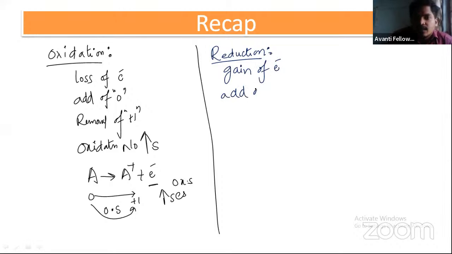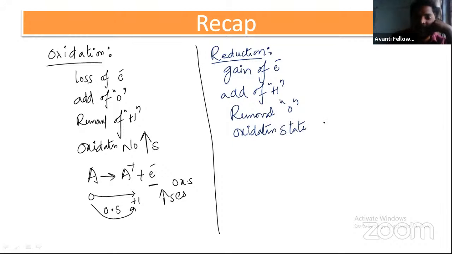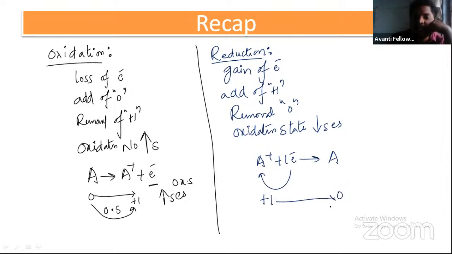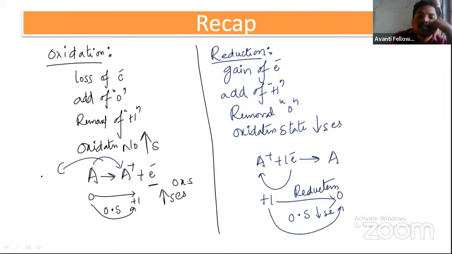Next one, addition of hydrogen. सर आप सिर्फ बोलते जा रहे, कोई तो एग्जाम्पल तो दो ताकि हमको समझ में आ जाए. नेक्स्ट वन इज रिमूवल ऑफ ऑक्सीजन. नेक्स्ट वन इज ऑक्सीडेशन स्टेट डिक्रीजेस. यानी अगर आप देखो A प्लस 1 इलेक्ट्रॉन, ये इलेक्ट्रॉन गेन कर लिया तो ये बन गया A. तो ये +1 ऑक्सीडेशन स्टेट है, ये बन गया 0. ठीक है, तो +1 से 0 बन गया, तो ऑक्सीडेशन स्टेट डिक्रीज हो गया. जब ऑक्सीडेशन स्टेट डिक्रीज होगा तो इसको हम बोलते हैं रिडक्शन. जब ऑक्सीडेशन नंबर इंक्रीज हुआ इसको हम बोलते हैं ऑक्सीडेशन. ठीक है, इतना तो ठीक है.